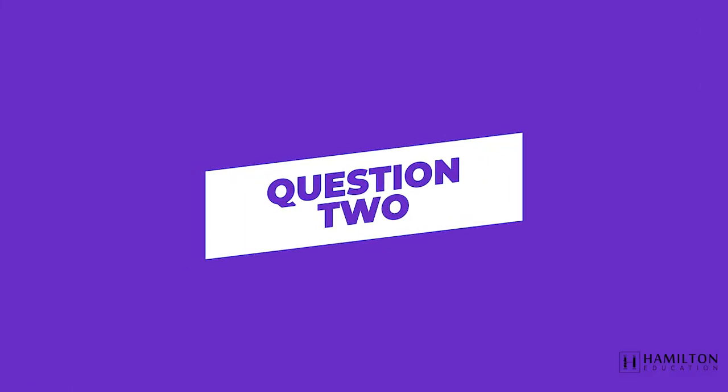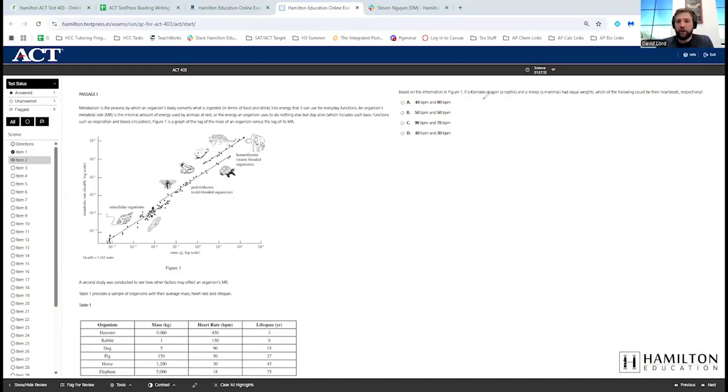Question number 2. Based on the information in figure 1, if a Komodo dragon, a reptile, and a sheep, a mammal, so again, cold-blooded organisms, poikilotherms, and warm-blooded homeotherms, had equal weights, which of the following would be their MRs? So again, we don't actually have beats per minute here in this figure 1. You may be tempted to look down at the table, but it says figure 1, so stay focused on the figure. One thing you can notice is that the poikilotherms, the cold-blooded reptiles, are underneath the warm-blooded. So that's why it could be any of the numbers where the first one is less than the second one. And since only A has that, A is the answer.